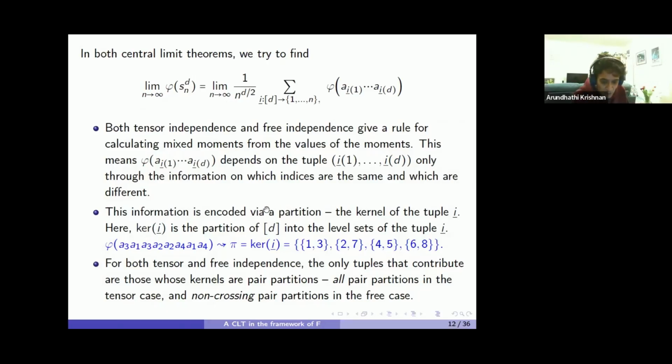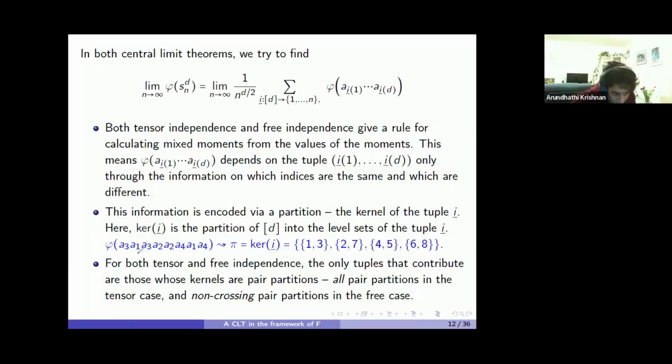So the way that you encode this information is by using a partition of the set 1 to d. And that partition is what is known as the kernel of the tuple i. So the kernel of i is just a partition of [d] into the level sets of that tuple. So this is best illustrated with an example. I definitely want to draw some pictures here.